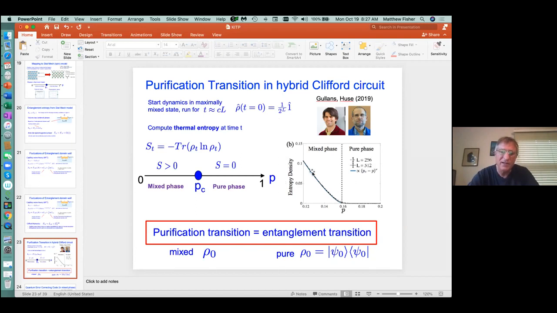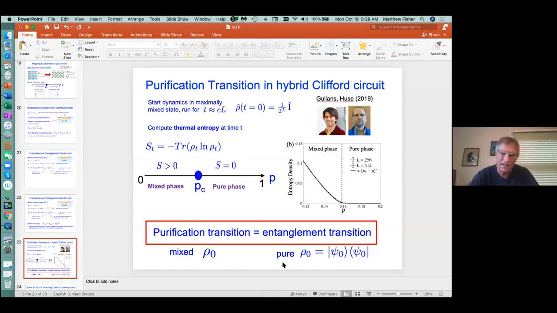But if they made enough measurements, if the measurement frequencies were above the critical value, the measurements rapidly purified the system, and they went into a pure density matrix at long times. And so what they found is a transition from what they call the mixed phase to a pure phase, where in the mixed phase, the entropy density was non-zero, and the entropy was 0 in the pure phase. And they argued that the purification transition is actually really the same as the entanglement transition.